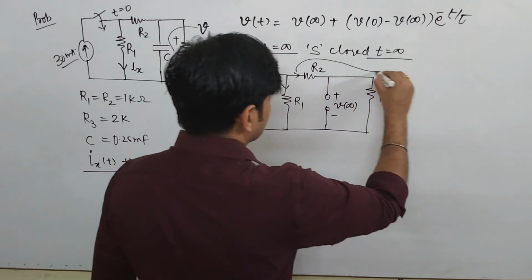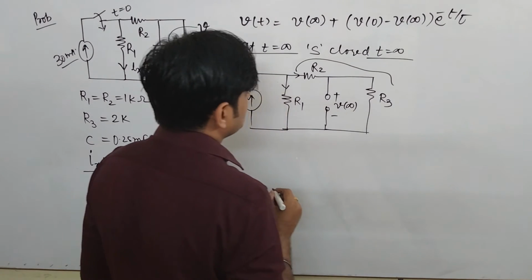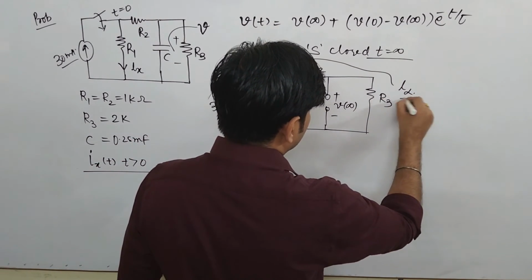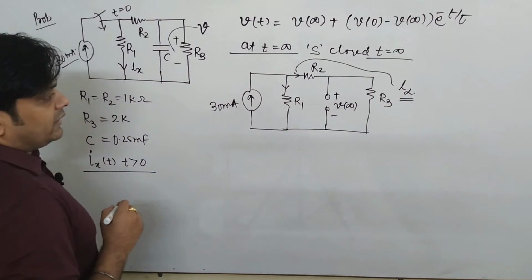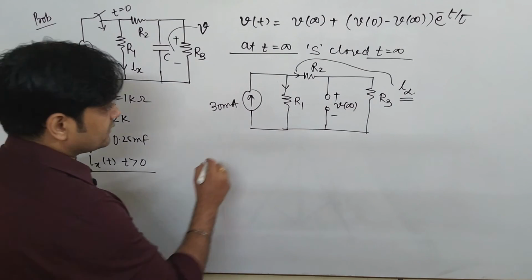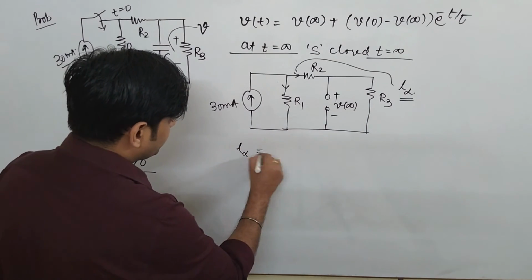If I say the value of this current is I alpha, then if you find the value of I alpha, you can easily find the value of V infinite. So what is I alpha? Just by current division. Find out.